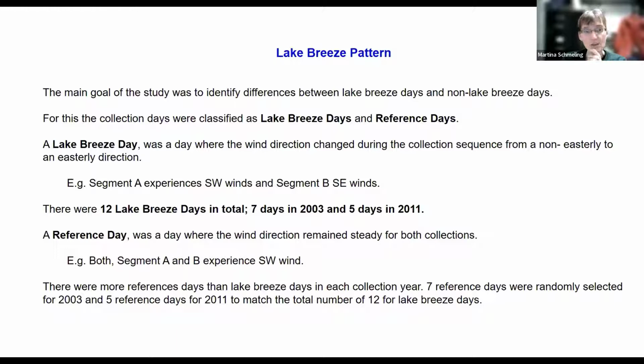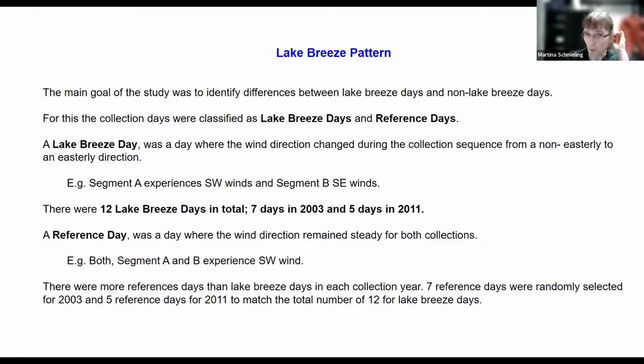So what we did is we obviously had to classify between lake breeze and reference days. We decided that a lake breeze day is a day where the wind direction changed during the collection sequence from a non-easterly to an easterly direction. So for example, segment A experienced southwest winds or southerly winds, and segment B experienced southeasterly winds. So this is a 90-degree shift, roughly.